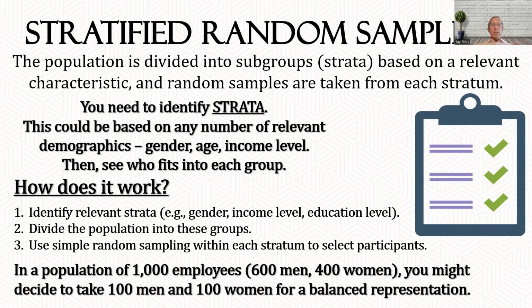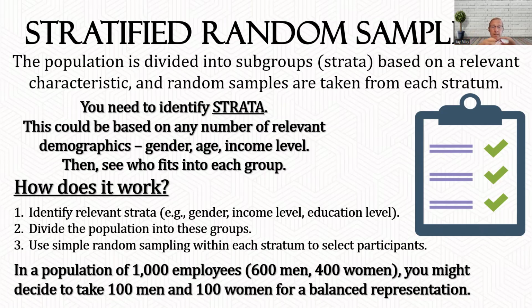So first, you need to identify those strata, and it can be based on any relevant demographic. And that's something related to your study. It could be gender, age, income level. Then you've got to see who fits into each group. So, for example, if you're talking about men and women and you're looking to survey, you've got 1,000 employees in the population and you're looking to survey 200 of those, and you've got 600 men and 400 women, to get a balanced representation, you might divide it into two strata, 100 men and 100 women.